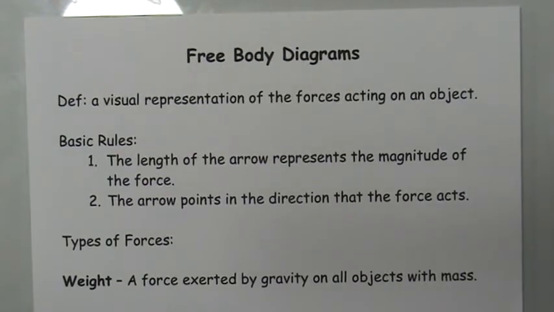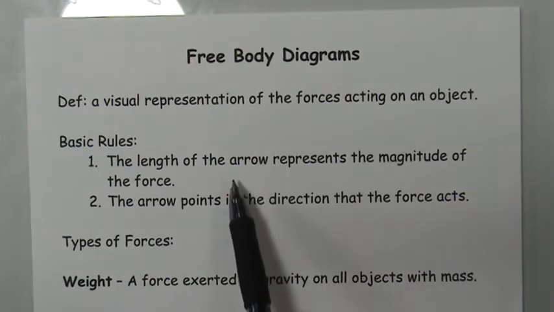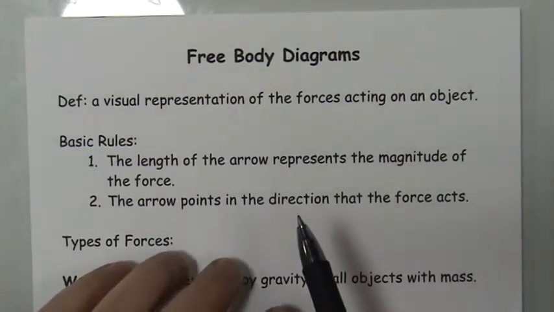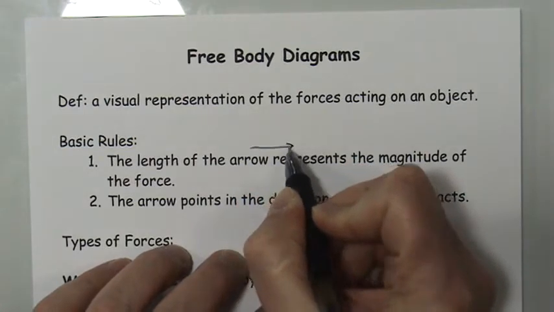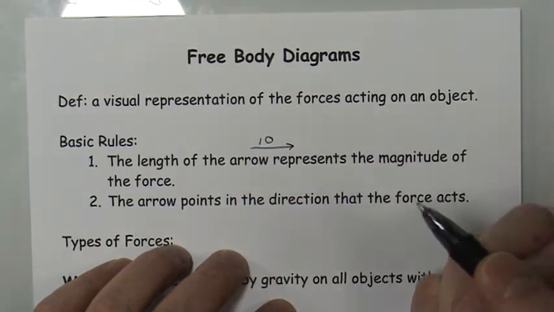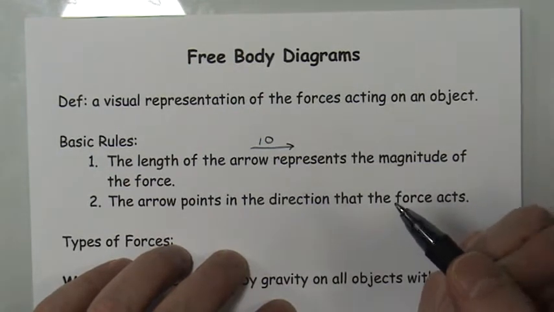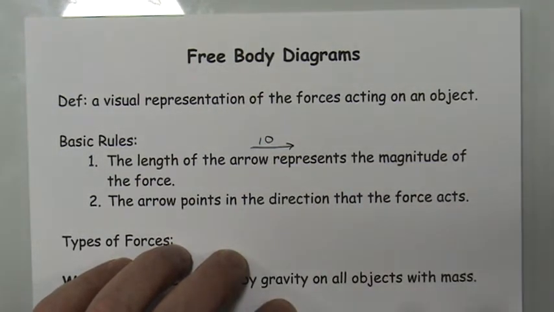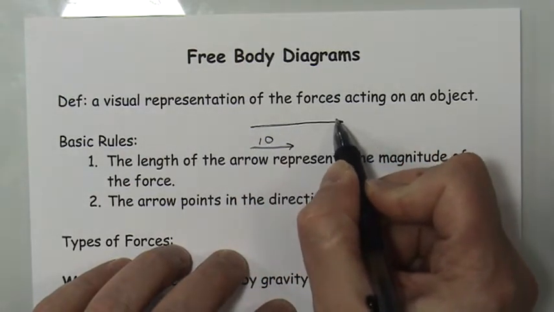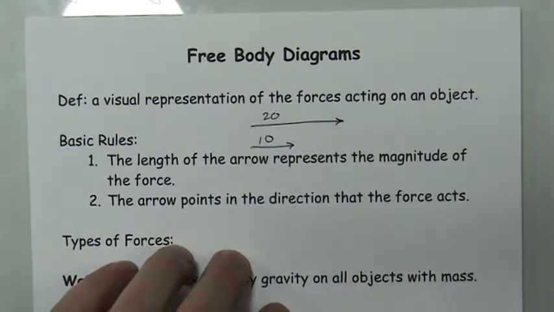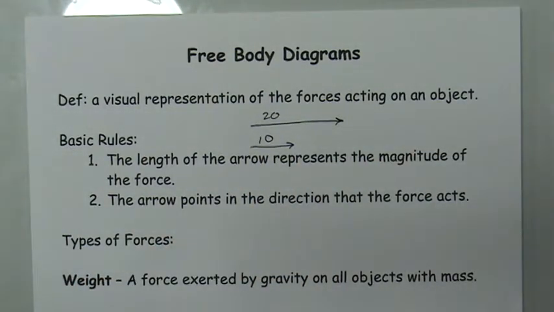Now, there is a little bit of math to free body diagrams in the sense that the length of the arrow represents the magnitude of the force. So, for example, let's say that I drew an arrow pointing to the right, and I said that this arrow had a value of 10 units. We'll talk about the units in just a minute. I could show that a force was stronger than that force, let's say double the force, by showing an arrow that was twice as long. There's not a lot of math to this, but this is a way for you to show that this force is stronger and actually show a mathematical value of how much stronger that force is.